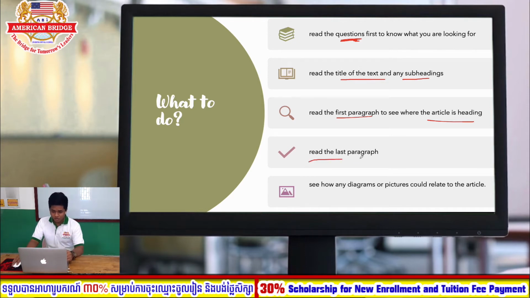And then read the last paragraph. So the last paragraph is the conclusion. Sometimes the author summarized the whole reading passage into only a few lines in the last paragraph, which is in the conclusion. That is why the introduction and the conclusion are a very important part for you to read when you start the reading exercise.